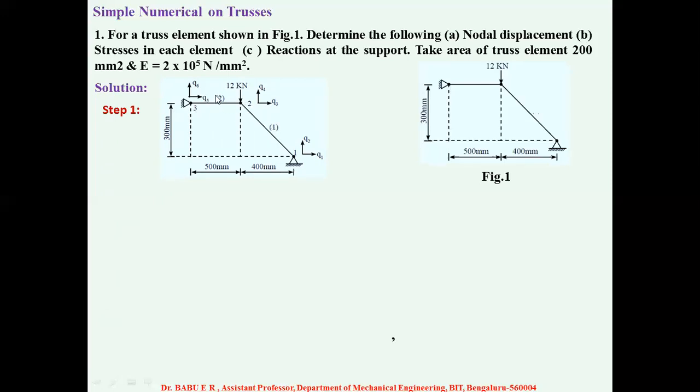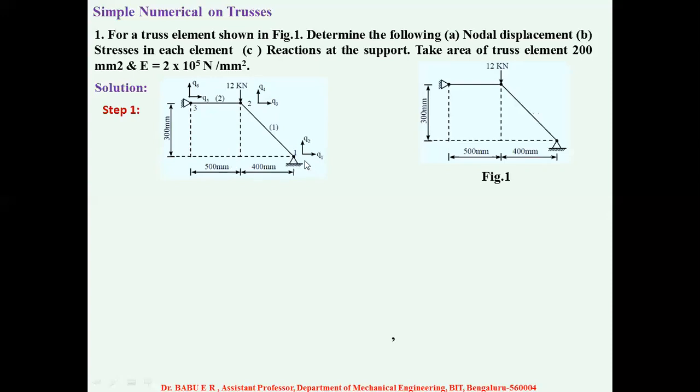Once you define the element numbers, the next step is you have to locate the node numbers. Here we have a fixed support, so you have to locate one node. Here the load is applied, so you have to locate one node. And here you have a support, so you have to locate one node. So you can model this truss structure by taking three nodes: node 1, node 2, node 3. This numbering of the nodes should always be in sequence.